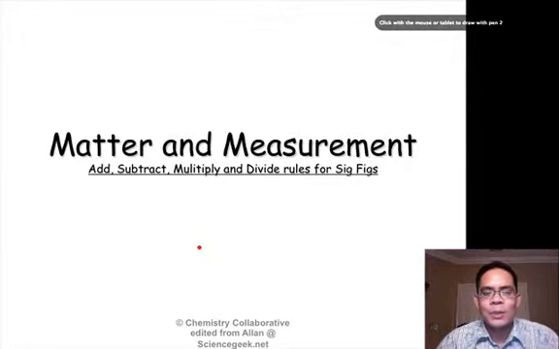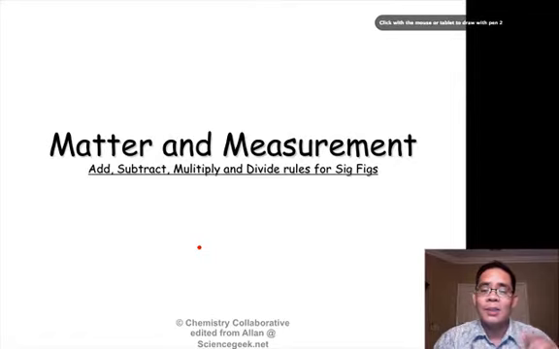So in our next lesson, what we're going to talk about today is adding, subtracting, multiplying, and dividing rules for sig figs. Whenever you add, subtract, multiply, and divide, you need to make sure that you round to the proper number of sig figs when you are done. And this is something I talked about at the beginning of the last lesson. You need to communicate the level of uncertainty as you continue through your calculations.